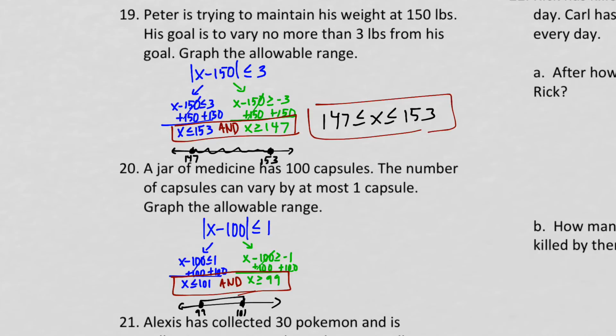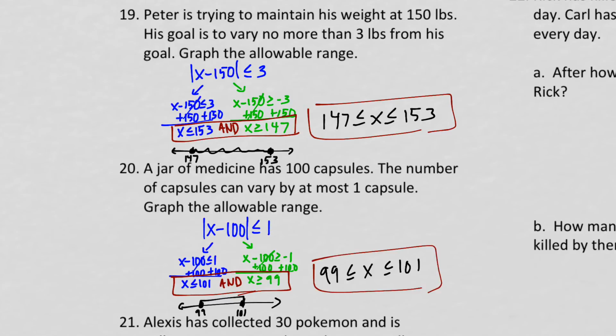That's where Peter is trying to maintain his weight. His goal is 150, and he doesn't want to vary no more than 3 pounds. So 147 is the lowest, 153 is the highest. In number 20, same idea. And it looks like, again, I forgot to write it in the other form. It's going to be 99 is less than or equal to x is less than or equal to 101.